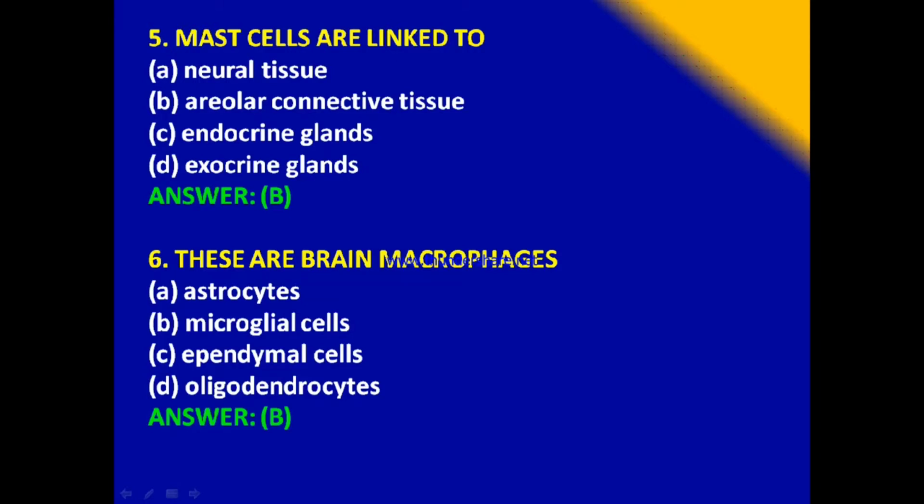These are brain macrophages. What are they? Astrocytes, or microglial cells, or ependymal cells, or oligodendrocytes. So, what are the brain macrophages? Microglial cells are the brain macrophages.